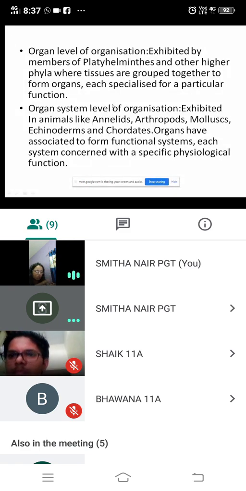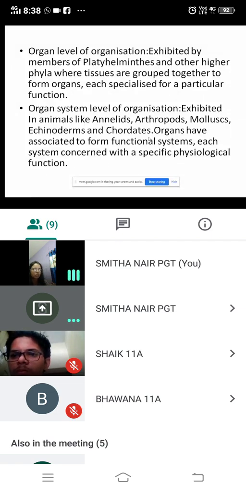जैसे हमने वो लेवल बोला था, सेल, टिश्यू, ऑर्गन, ऑर्गन सिस्टम, वही है. Based on different levels they are classified. So organ system level of organization क्या हो रहा है? It is seen in annelids, arthropods, mollusks, echinoderms and chordates. For us, this is the level of organization for human beings.